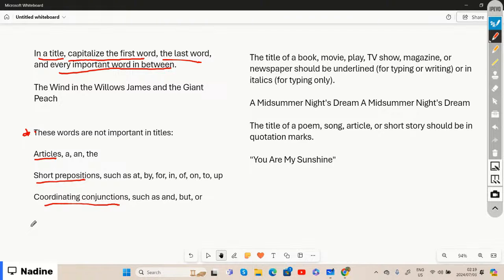All right, so we said words like articles are not important, and articles are words like a, an, and the, right? So unless an article is the first word of a title, it is not capitalized. But if it's in the middle of a sentence, then it is not going to be capitalized because it is not seen as important.